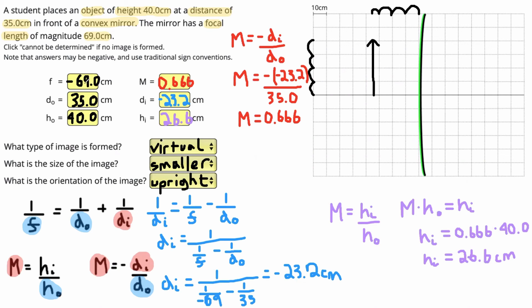My focal length was negative 69 centimeters, which is telling me it's 69 centimeters and it's behind the mirror over here. So 10, 20, 30, 40, 50, 69. It's just going to come right before that line there. So around about there for my focal length. And now I can use my 2 rules for drawing ray diagrams for mirrors. The first one is that if I draw a line that is horizontal, parallel to the horizontal axis, it's going to pass through the focal point when it's reflected.